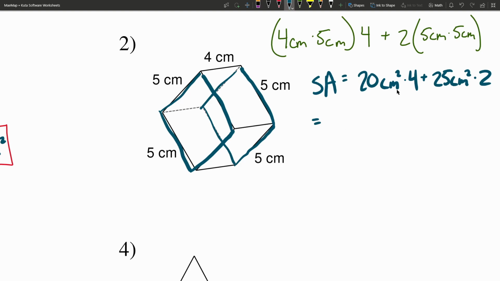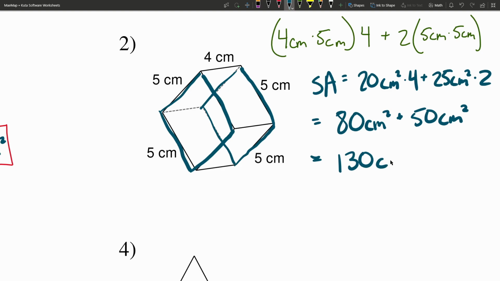So calculating this out, 20 centimeters squared times 4 is 80 centimeters squared, and 25 centimeters squared times 2 is 50 centimeters squared. Because we're adding these units, they stay the same. 80 plus 50 is 130. So this is 130 centimeters squared for number 2. Let's move on to our next problem.